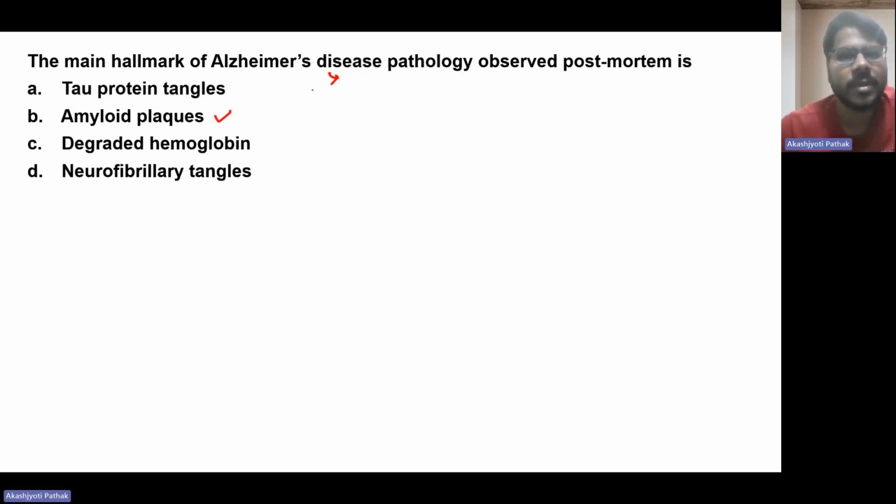Okay. So Alzheimer's disease, as you know, what happens in Alzheimer's disease is that with age, people suffer from this disease, and this disease is associated with forgetfulness. So people forget the names of the persons they know, or they can forget the common daily work they have to do. So such types of problems are associated with this disease.